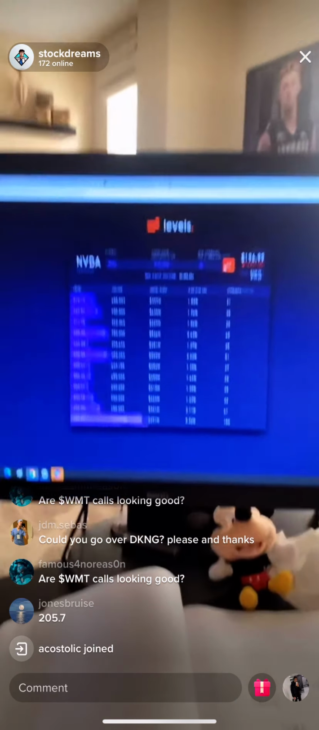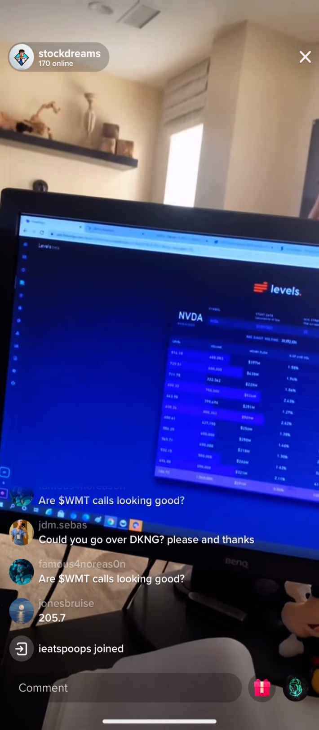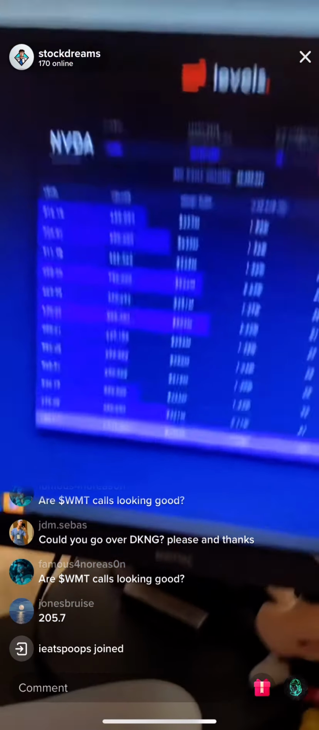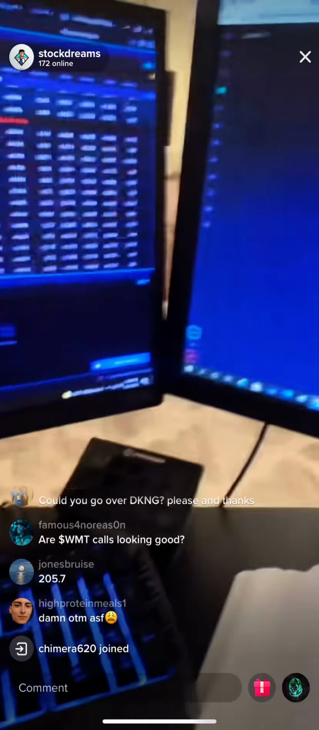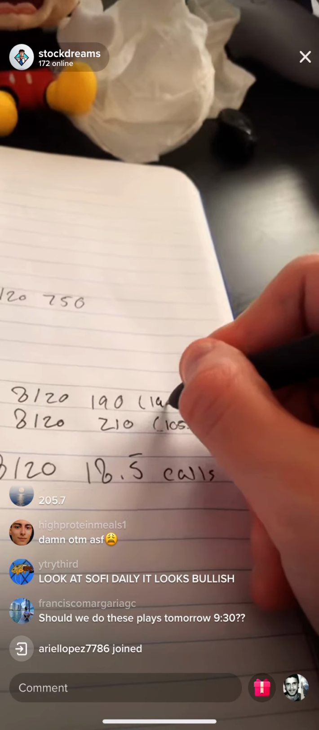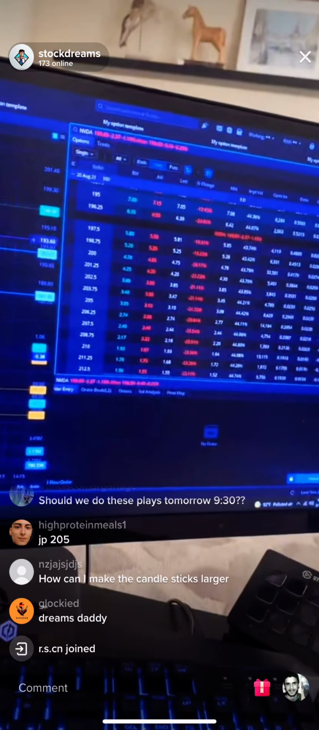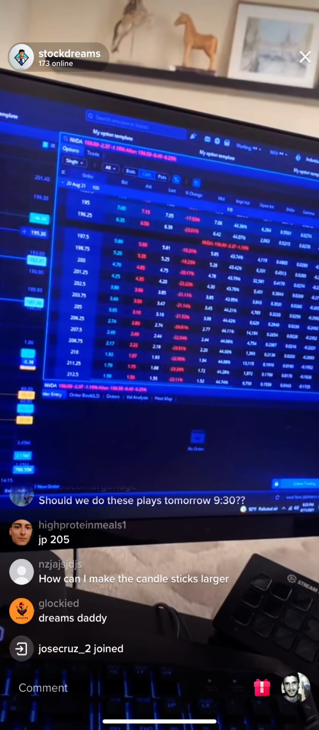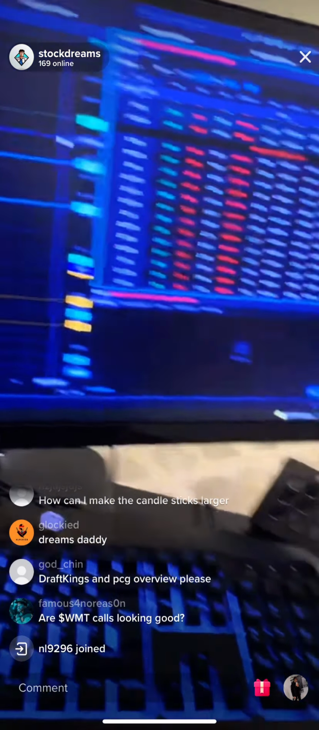So DraftKings is still good. Look, DraftKings ran a lot. It did have a downfall, but it's all right. See, this is my price target right here, 186.72. I think NVIDIA is going to go there. I think anything under 195, we can start the downtrend. Or to just confirm, we can do 190.